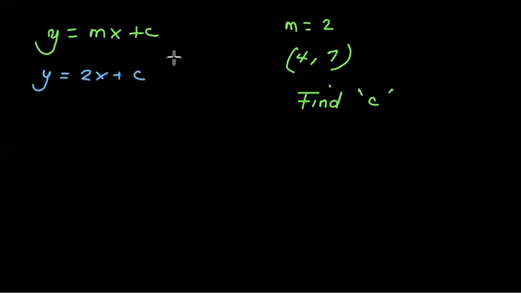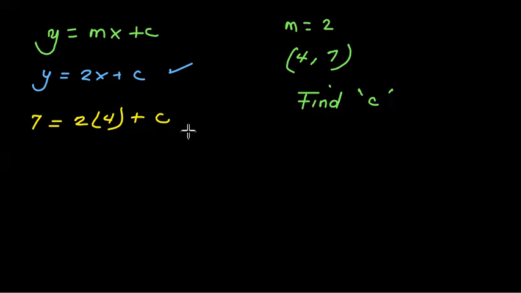Good, very good first step. Second step: when x is 4, y is 7. Now, let's get into some math. When x is 4, y is 7. So wherever y is, we're going to put 7. And that happens when x is 4. So what is our unknown now? c. So remember, we have a single variable equation, meaning there's only one unknown, one variable in this equation, and we have to solve for it.